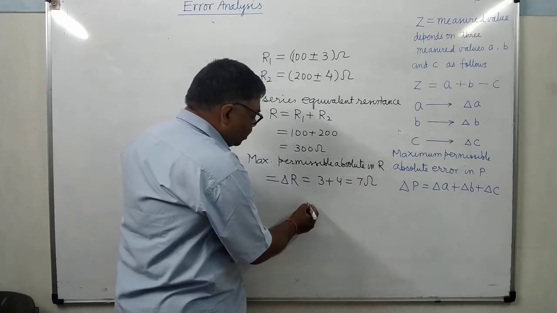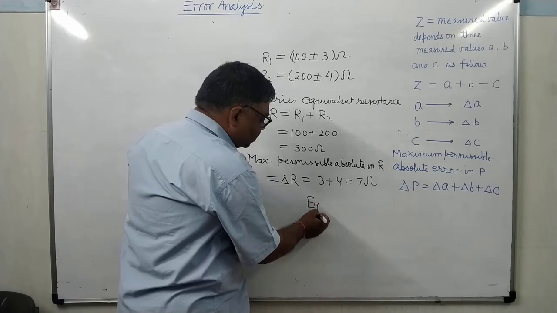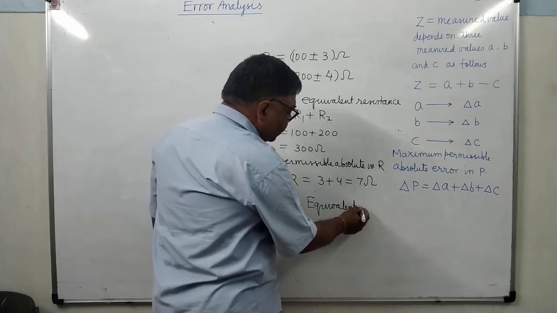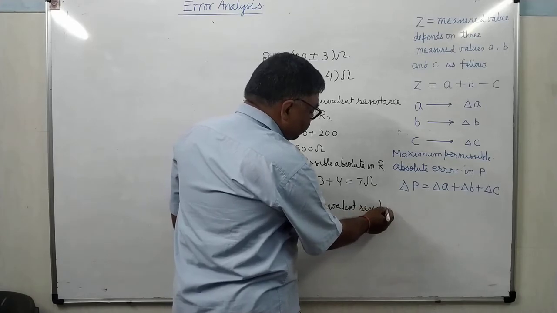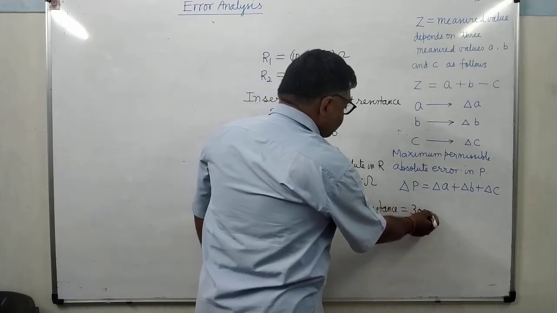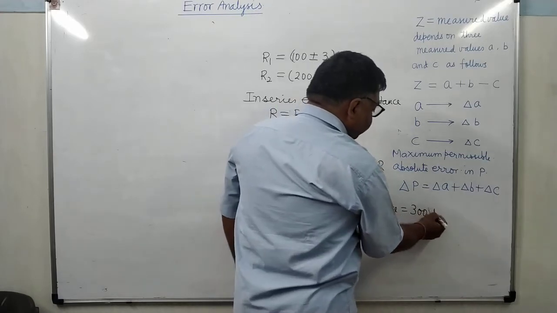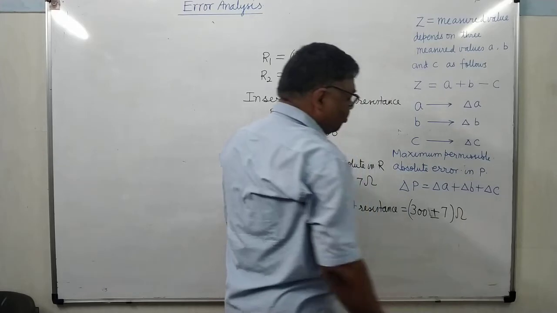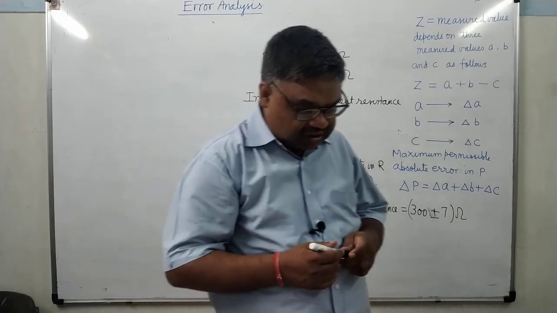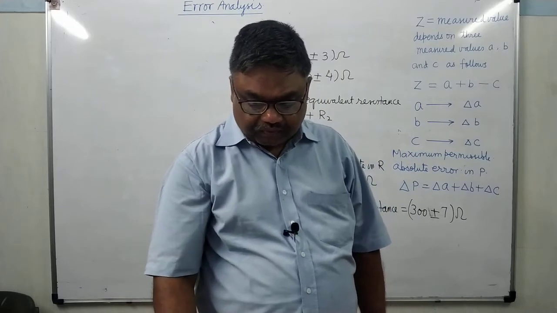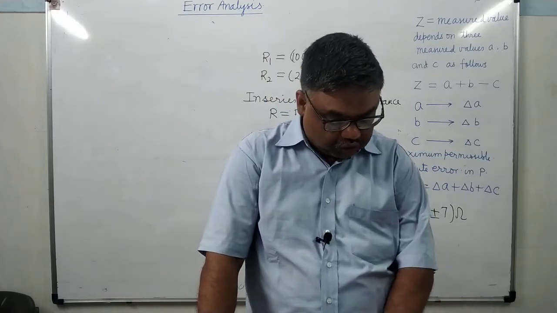So what will be the equivalent resistance? It will be 300 plus minus 7 ohm. It will be the equivalent resistance. Means here error will be added. Now you can see one more question.